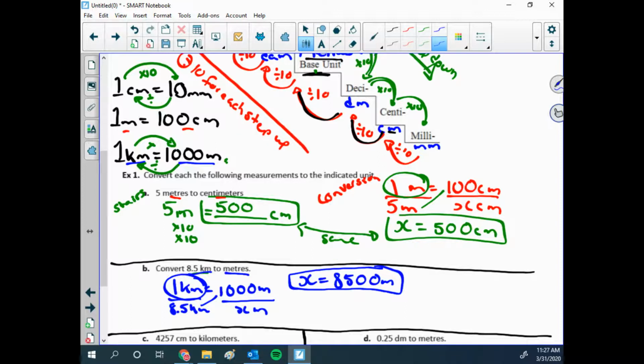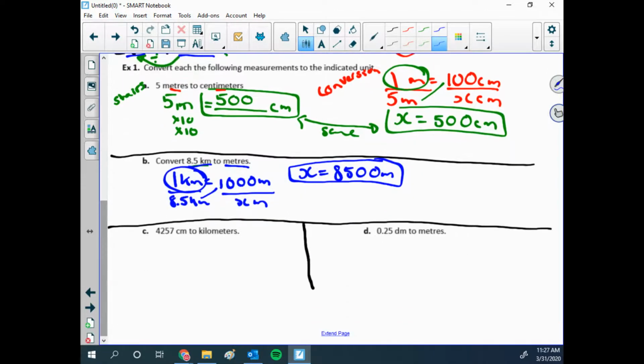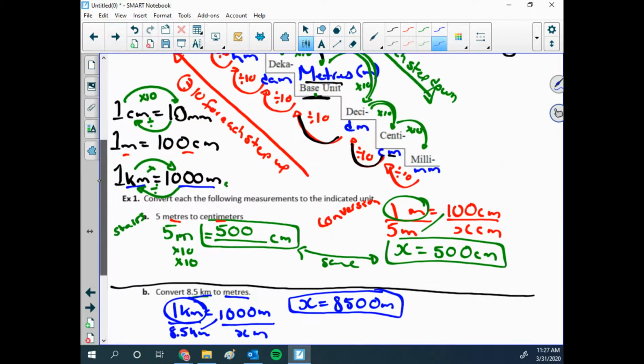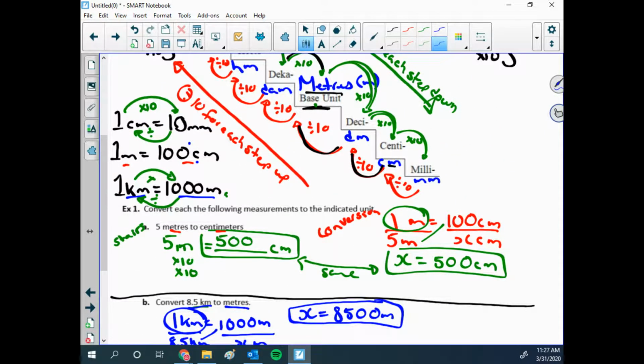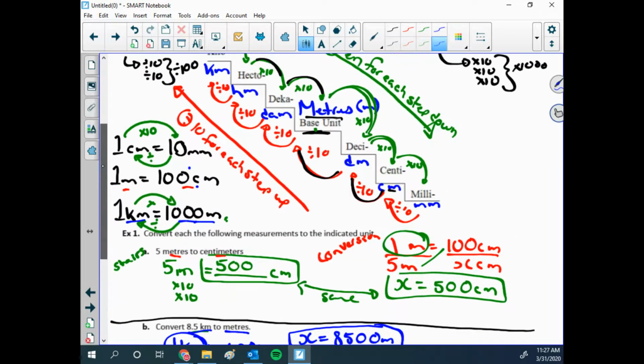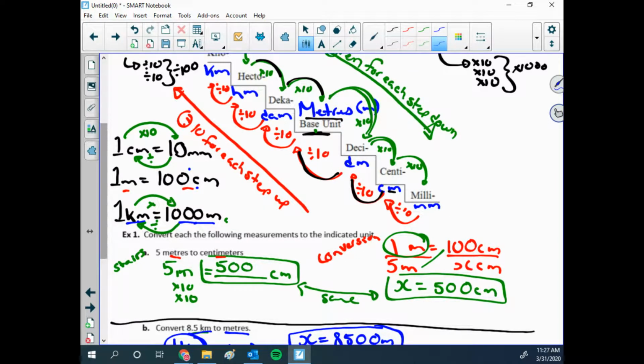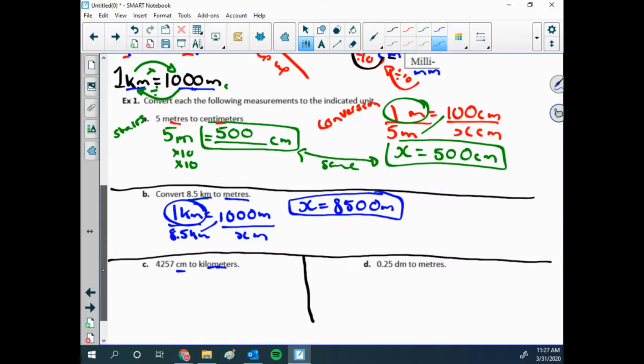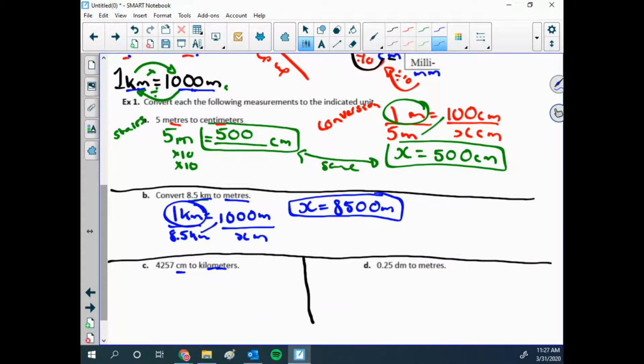Let's look at a few more. Question C says 4,257 centimeters to kilometers. If I try to use these conversion factors here, none of them convert directly from centimeters to kilometers. I would have to go kilometers to meters and then meters to centimeters, or vice versa, but I don't have anything that directly does that.